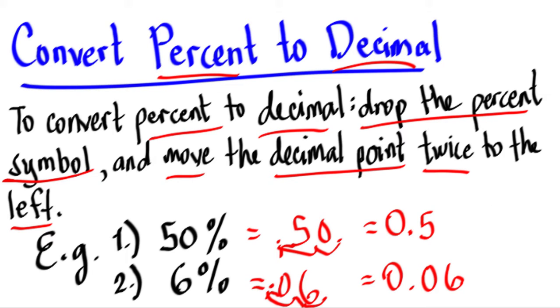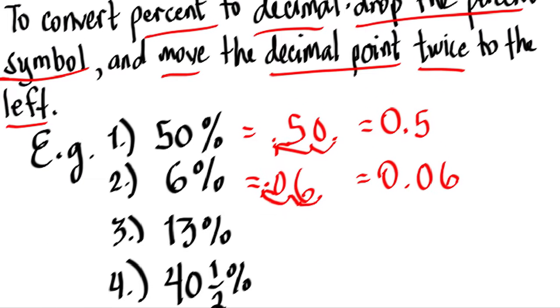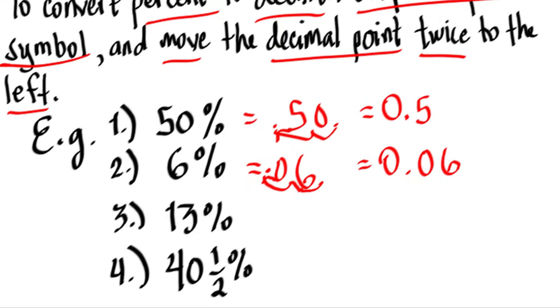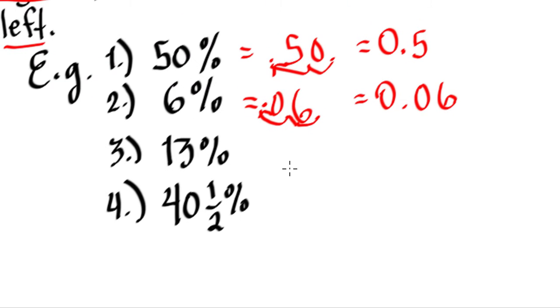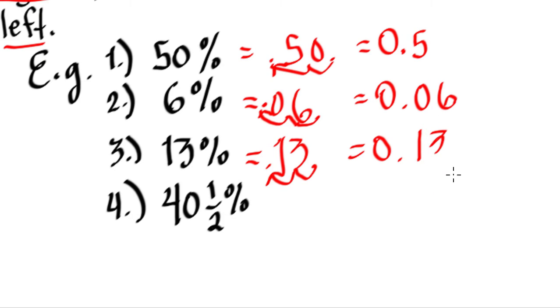Okay. Furthermore, let's have more examples, shall we? Example number 3: 13%. Drop the percent symbol, so we have 13. Move the decimal point, which is here, twice to the left, 1, 2. So what we have is 0.13.